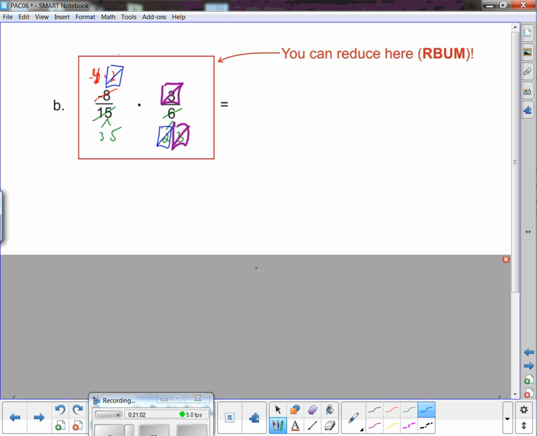What's left on the top, class? Negative 4. What does the bottom become? 15. We're done. Negative 4/15.